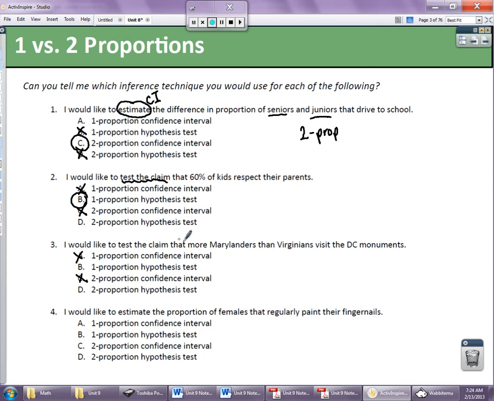Again, test a claim, so I'm not looking at a confidence interval, I'm looking at a hypothesis test. But I'm looking at the claim that more Marylanders than Virginians visit the DC monuments. So I have two proportions here. I have proportions of Marylanders and I have proportions of Virginians. So therefore I'm looking at a two proportion hypothesis test.